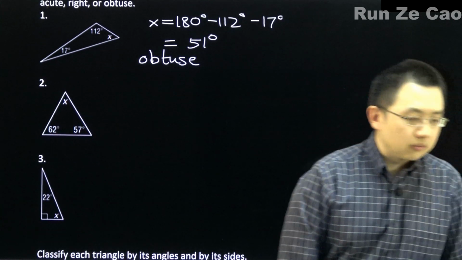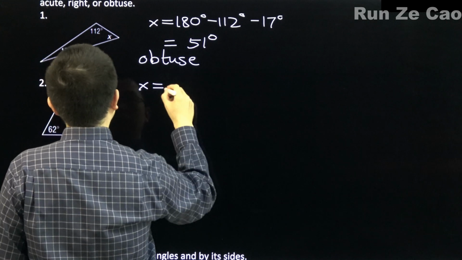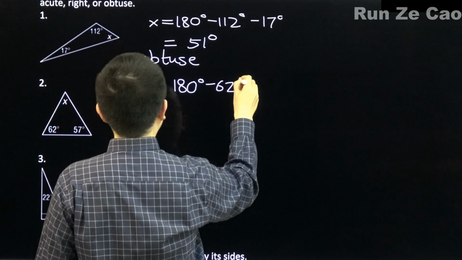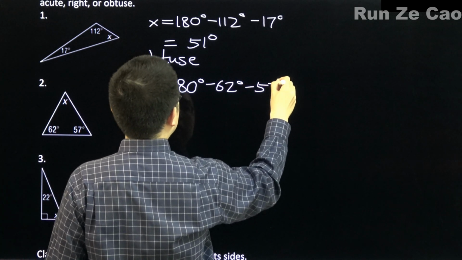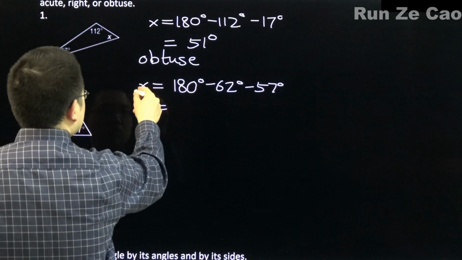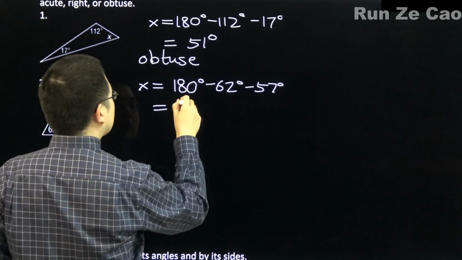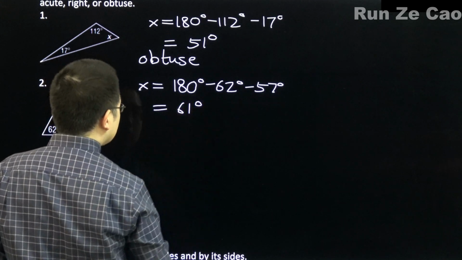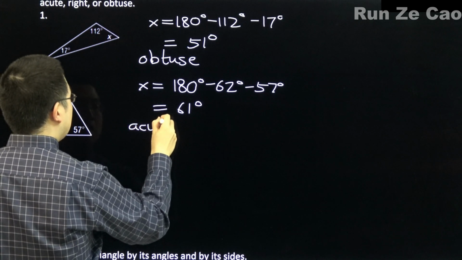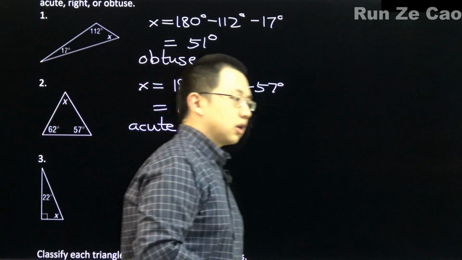What about number 2? Well, x is equal to 180 degrees minus 62 degrees minus 57 degrees. Now, if this had been 58, this x would be 60, but it's not. So we're looking at 61 degrees. This triangle is acute, because all three angles are acute.